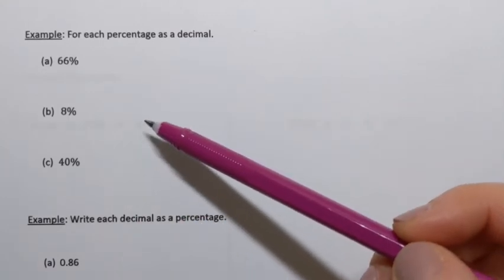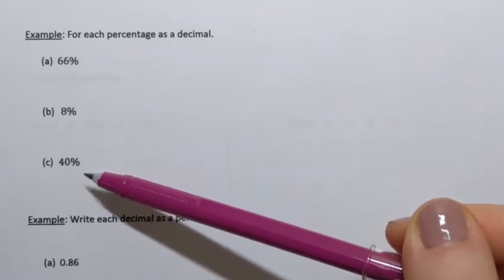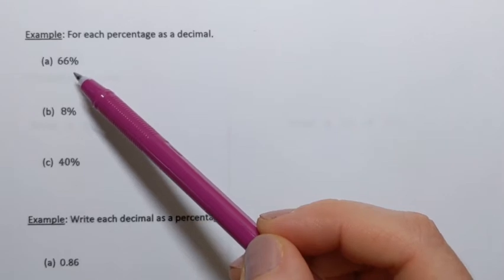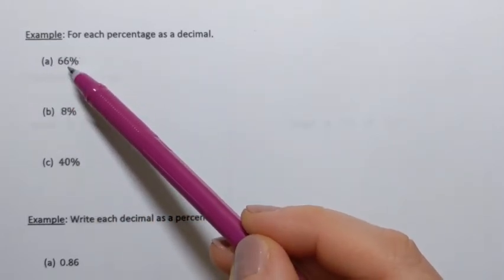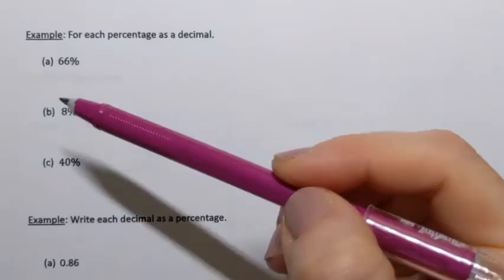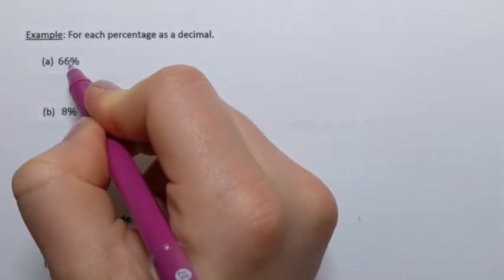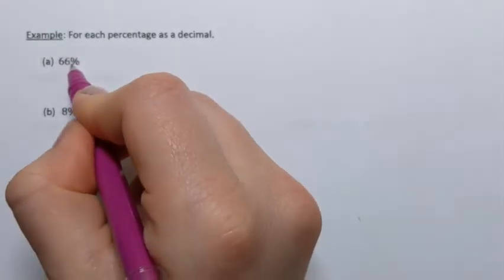So let's look at these examples where we need to convert each percentage to a decimal. And to convert percent to a decimal, we simply have to move the decimal point 2 places to the left. So when I look at 66%, where's the decimal point? Well, it's not visible because it's a whole number, 66. But if I want to put a decimal point, then I have to place it after 66. So it still stays as 66, right? The whole number. So right here.